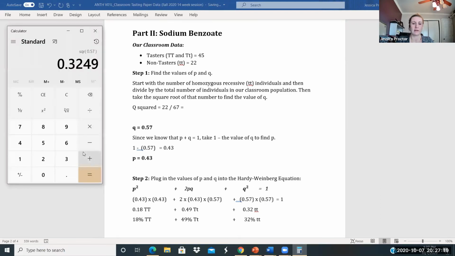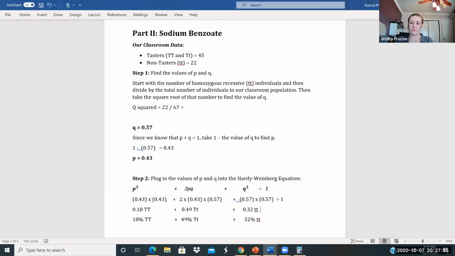Okay, so let's see how close we got to 1. So we're just adding together now 0.18 for homozygous dominant, 0.49 for heterozygotes, plus 0.32 for the homozygous recessive. Sorry, guys, I keep messing up on my calculator. 0.18 plus 0.49 plus 0.32. So we got really close to 1, this time at 0.99.